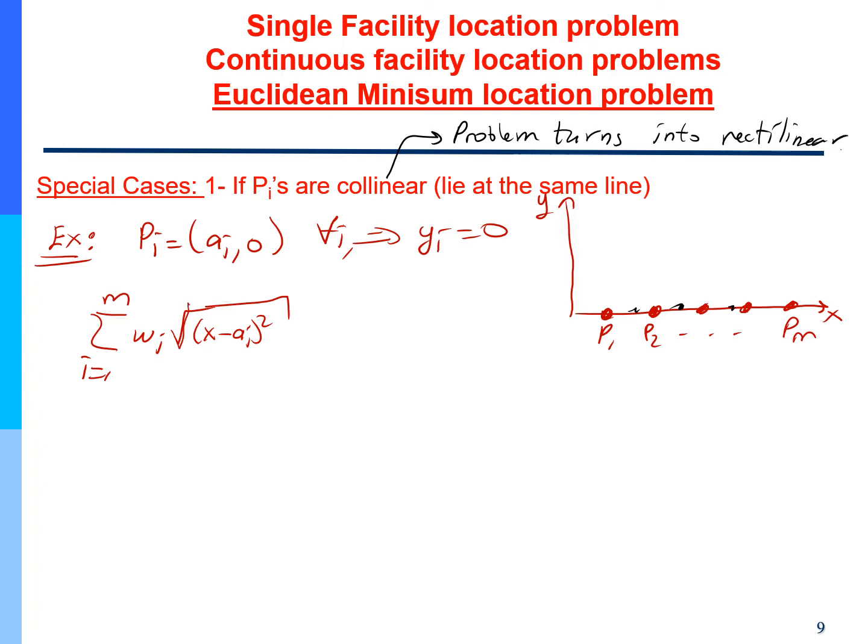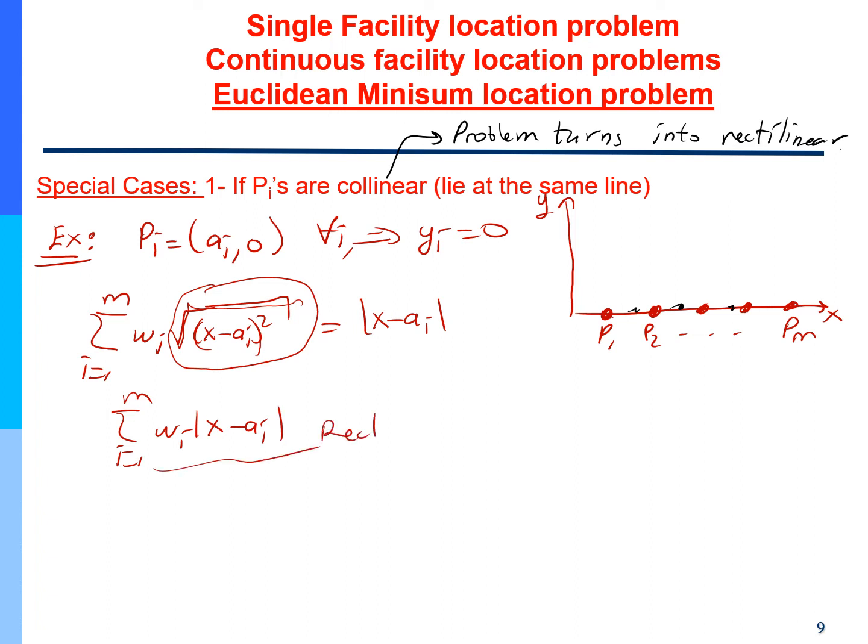And okay, square root of this square thing. We can change this one with x minus ai, but if you just write x minus ai, it is not correct. It should be the absolute value of x minus ai. And in this case, it will be the summation of I from 1 to m of wi times the absolute value of x minus ai. And what is this function? It is just rectilinear, right? So because of this, we say that the problem turns into the rectilinear. Okay, but this was the case when they are all in the x-axis.